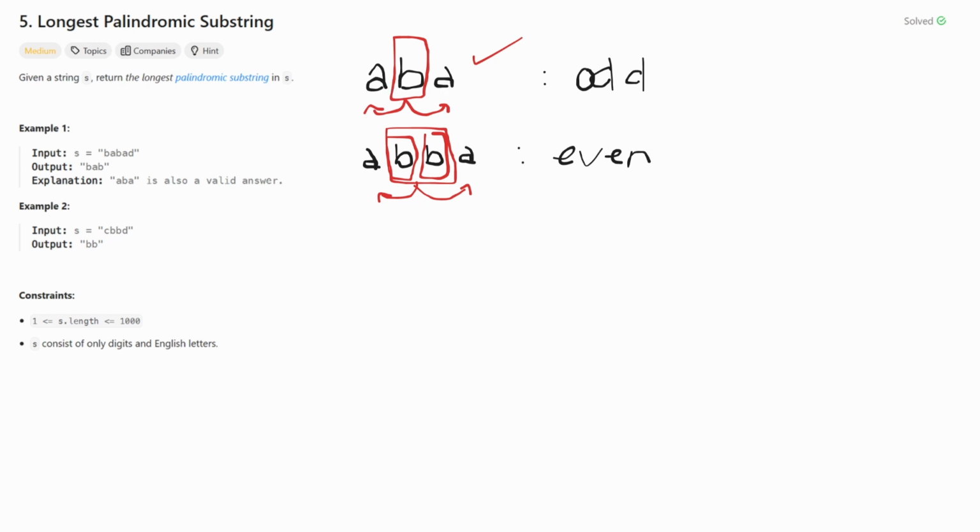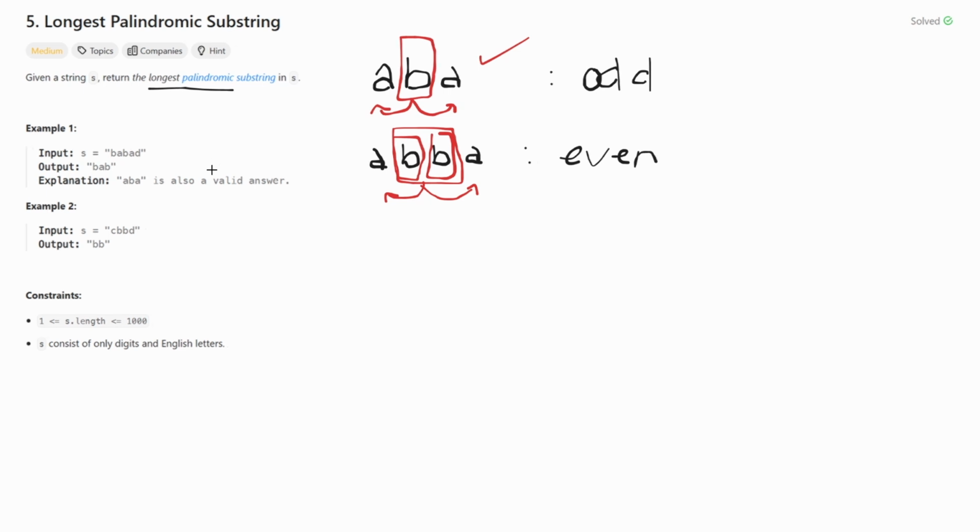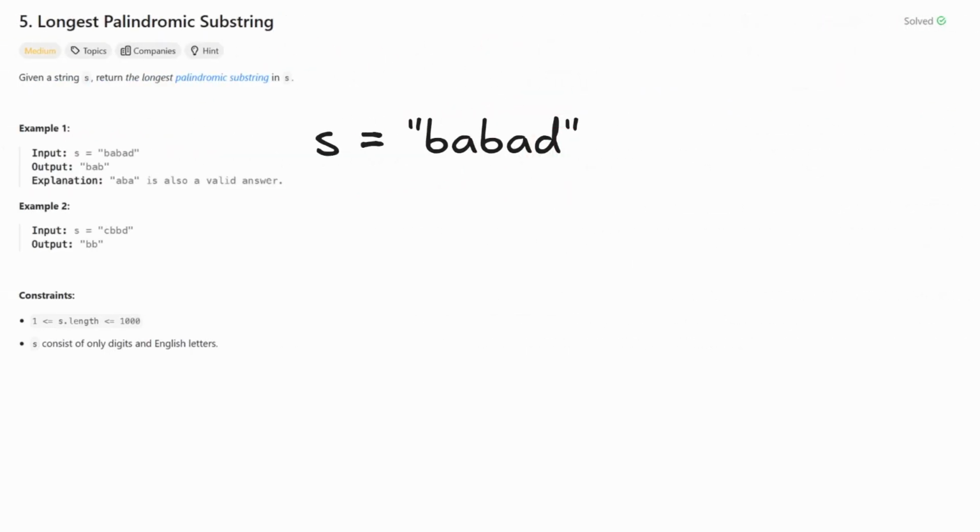So this input string S here is going to have multiple different palindromes within it. It can have multiple, it can have no palindromes in it, but it can have odd or even palindromes in it. We just need to make sure that we return the longest palindrome, whether it being even or odd, in our input string S. So let's take a look at both of the examples and walk through them. Okay, so let's take a look at this first example with the input string S here.